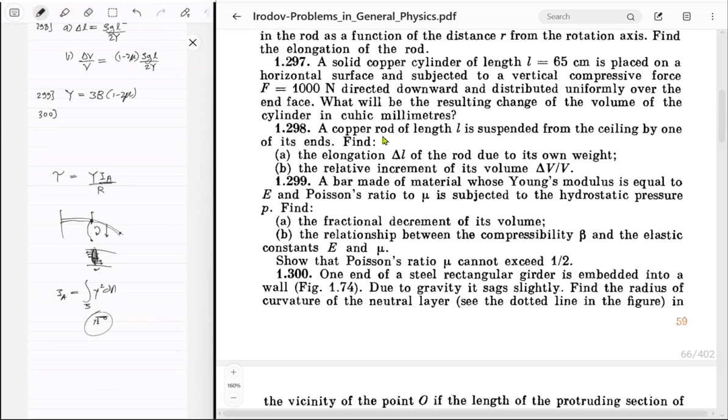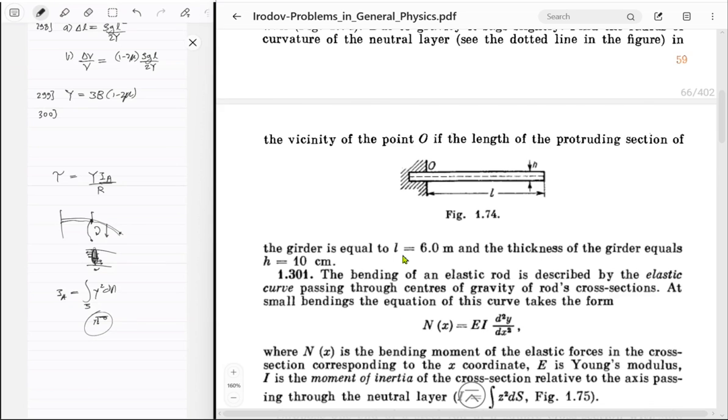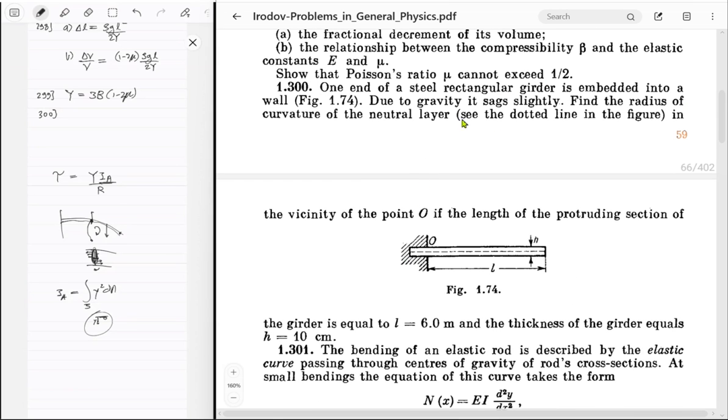So our question, where did I go? 300. One end of a steel rectangular girder is embedded in a wall. Due to gravity, it sags slightly. Find the radius of the curvature of the neutral layer. See the dotted line in the figure in the vicinity of point O. If the length of the protruding section of the girder is equal to L and the thickness of the girder equals H, then yes, that's actually sufficient to figure this out.